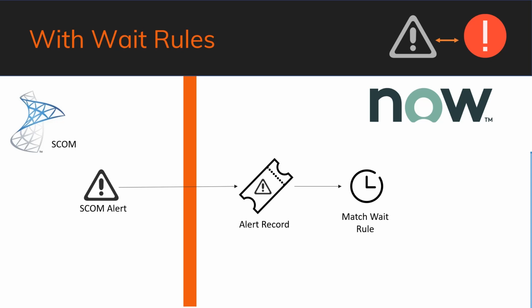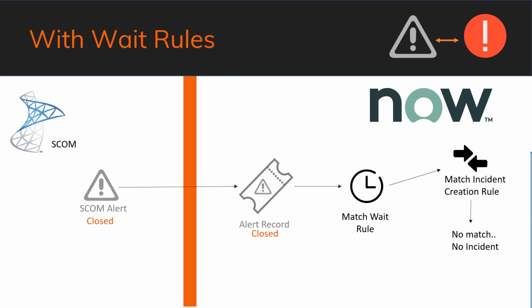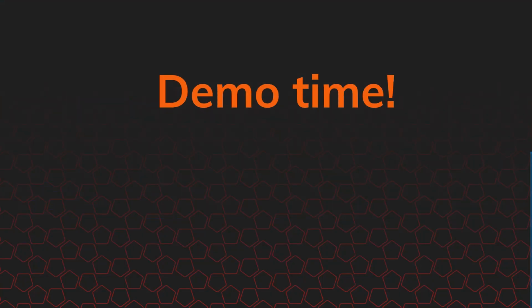In the case of the first spike on that graph, the SCOM alert would close, the alert record would be closed, and because our wait was for 4 minutes, our incident creation rule match after that 4 minute period would not result in a match if the criteria of those rules were that the alert must be open. So you would get no incident. So there we go. That's wait rules and why you would use them. All right, let's show you it in action.